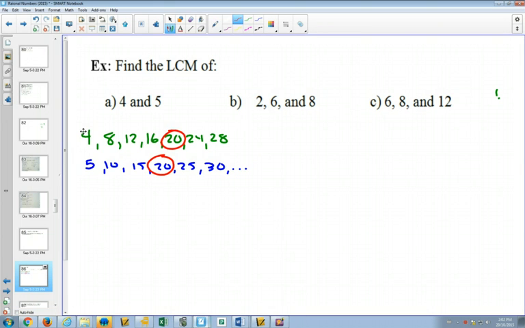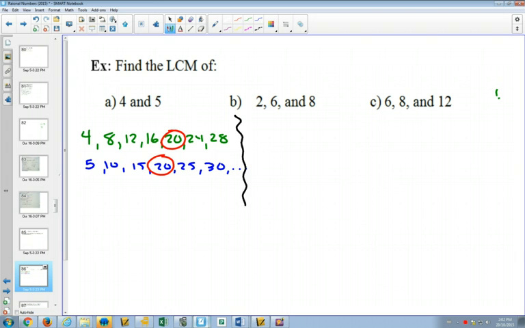So lowest common multiple is practicing your times tables. You'll always get a common multiple if you multiply, like 4 times 5 is 20. That will always be a common multiple, but you don't know for sure if it's the lowest one. We should still be writing this down.